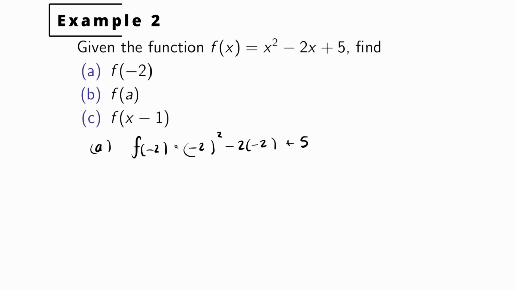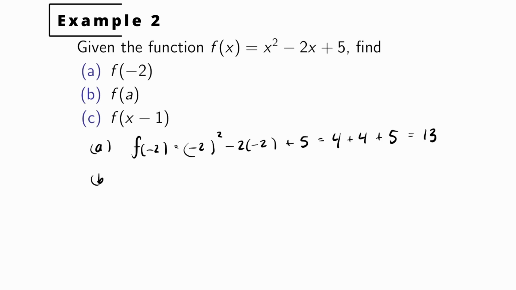Notice that, again, I'm respecting order of operations here. I put negative 2 in parentheses because we're squaring the whole thing, negative 2. So negative 2 squared becomes positive 4. Then we have minus 2 times negative 2. That also becomes positive 4. And then plus 5. And that gives us a result of 13, which is our output value.